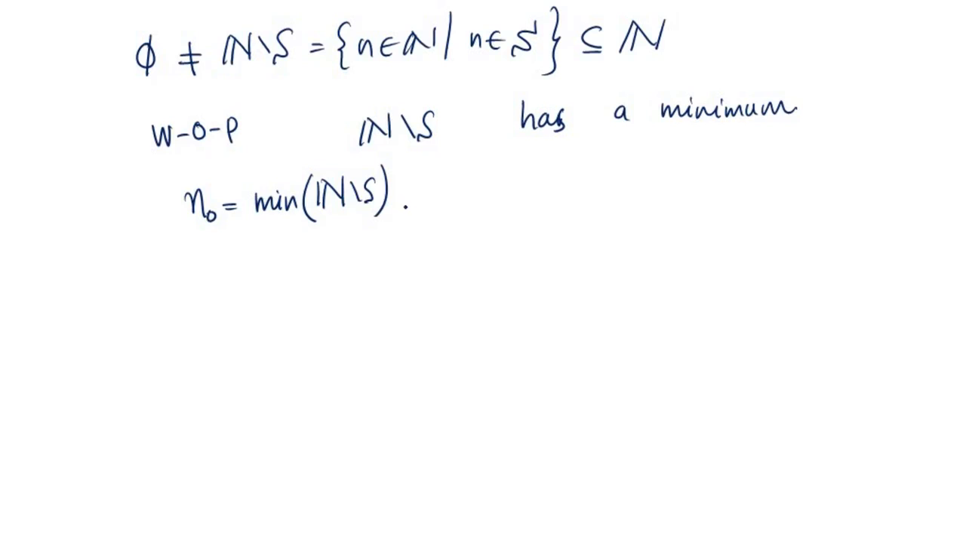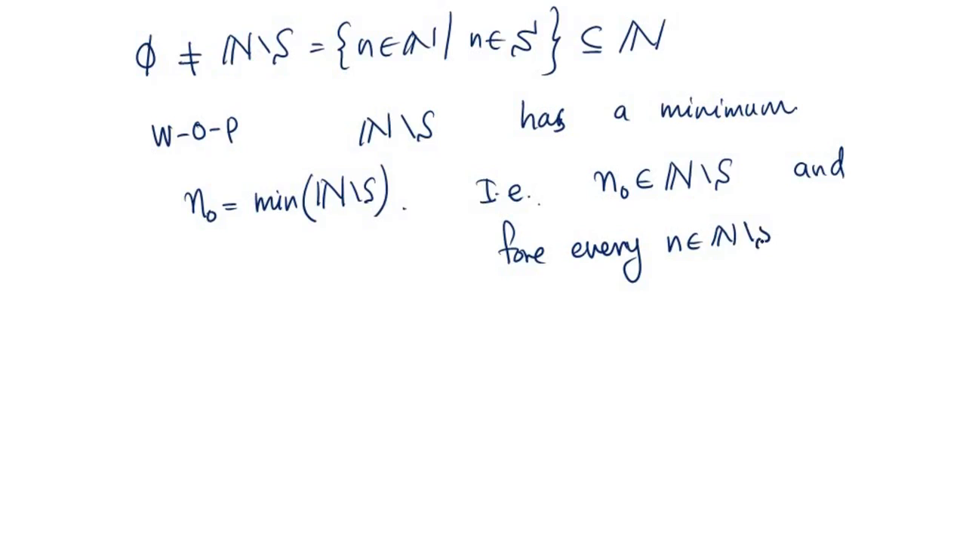What does that mean? That means, first of all, n naught belongs to N minus S, and for every n in N minus S, n is greater than or equal to n naught. Right. So n naught belongs to N minus S. Sorry, this should be n: the n does not belong to S. So because n naught belongs to N minus S, that means n naught does not belong to S.